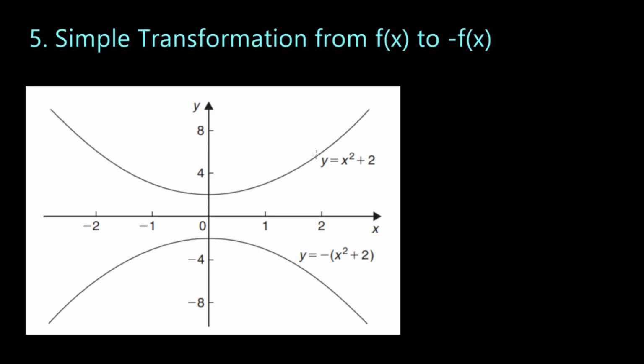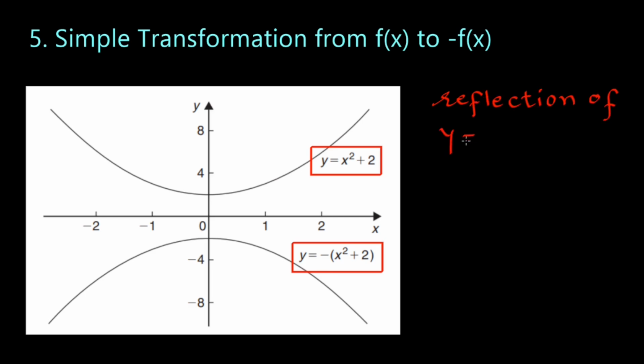Simple transformation of y = x² + 2 to y = -(x² + 2) can be obtained by taking the reflection of y = x² + 2 in the x-axis. So here is the curve of y = -(x² + 2) as a reflection of the curve y = x² + 2 in the x-axis.